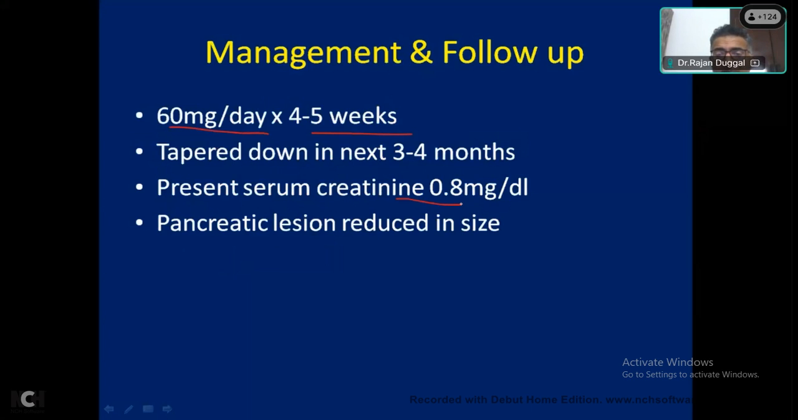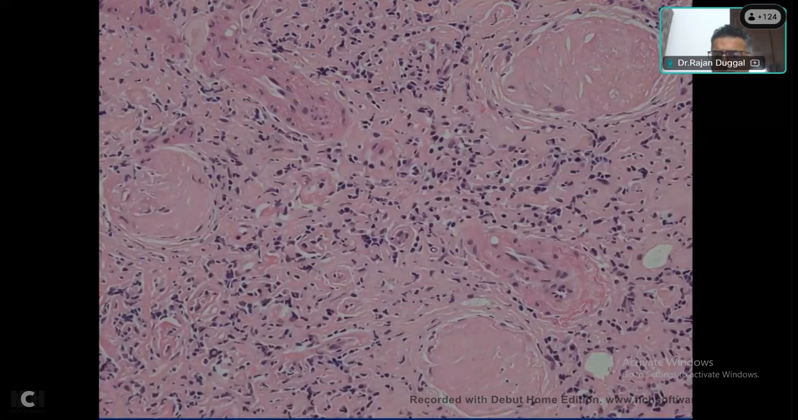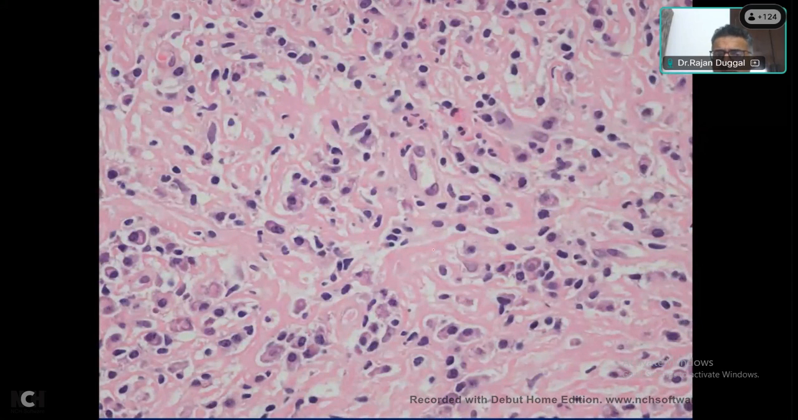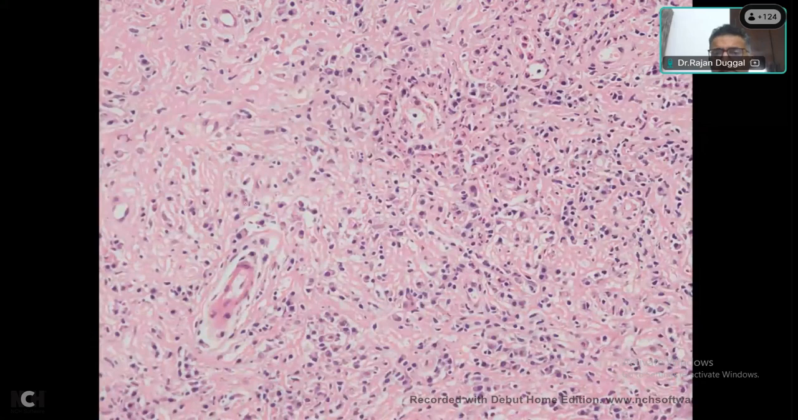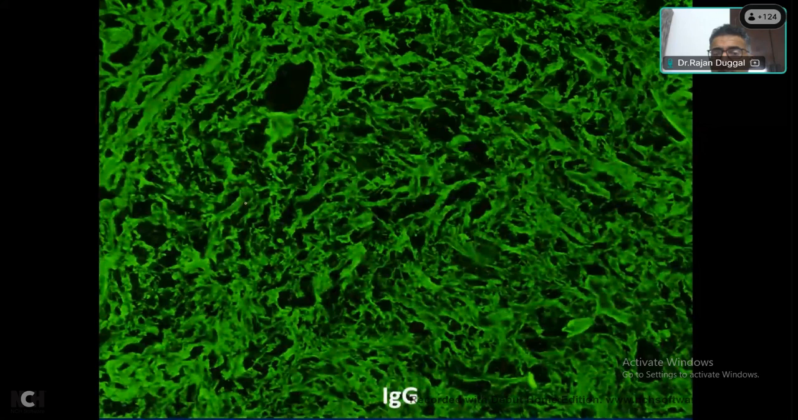So the present serum creatinine is 0.8 and the pancreatic lesion reduced in size. Okay, so there will be some cases, or this is not the same case. There will be some cases of IgG4 related disease where all the glomeruli will be sclerosed. There will be significant fibrosis. There will be plasma cells in the interstitium. Okay, as you can see, a lot of plasma cells in the interstitium, but the fibrosis is dense.